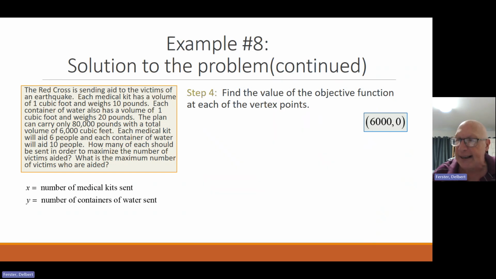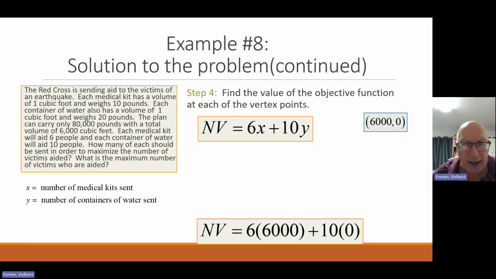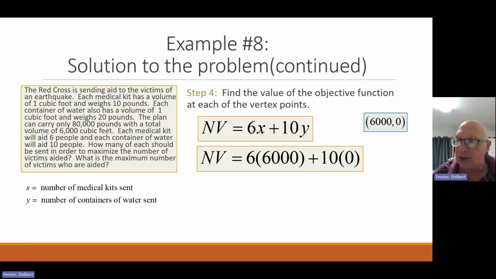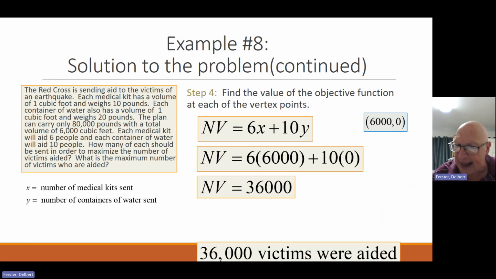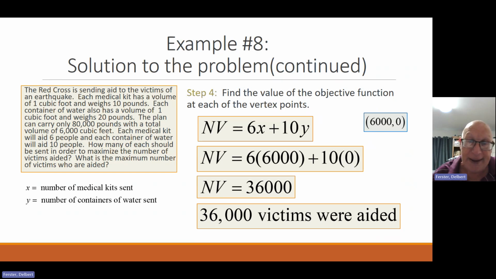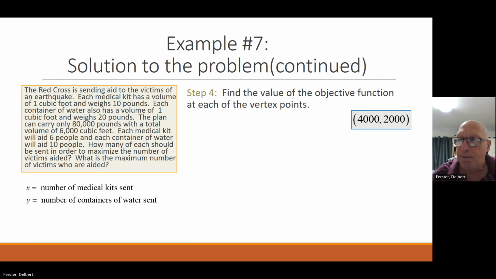All right, (6,000, 0), which was another one of the endpoints for the feasible region. Plug and chug, that's all it says. 6,000 is going in for X, 0 is going in for Y, and you notice that in that case, we would have aided 36,000 people. Sure beats 0. Whether it turns out to be the max, we'll find out as we check our last 2 ordered pairs. This one's (4,000, 2,000).